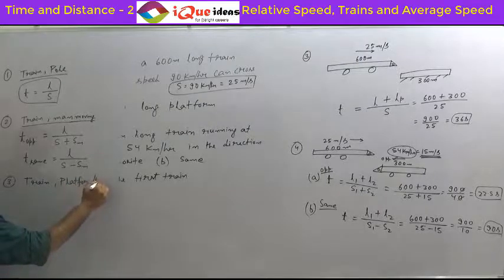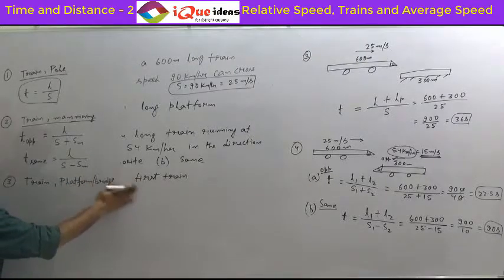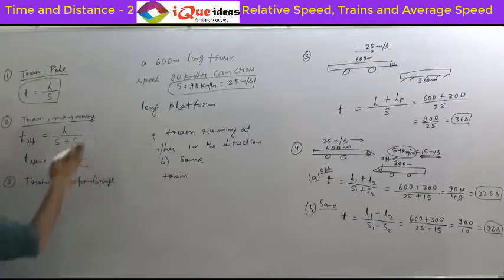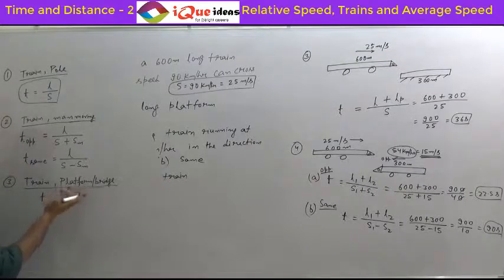Third case, train, platform or bridge, or anything that has a length but it is stationary. In this case, what will happen? Time taken is straight away, there is no question of opposite or same direction because platform and bridge are stationary. So length of the train plus length of the platform or length of the bridge, divided by S of the train, that is speed of the train.